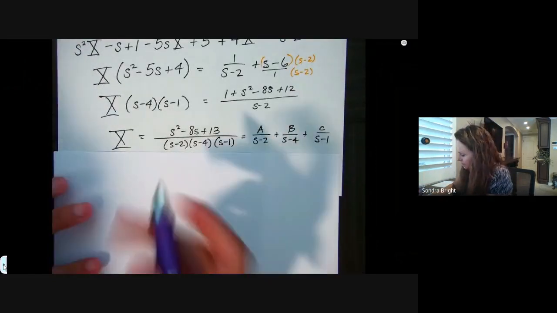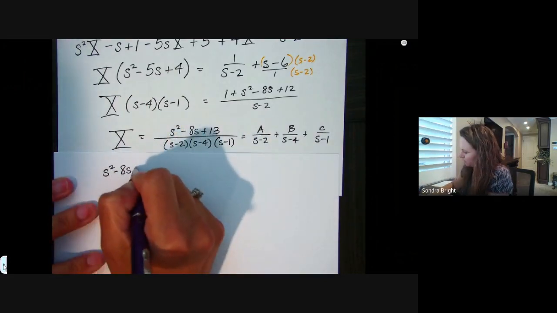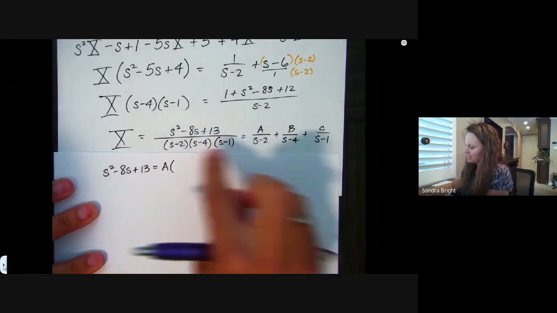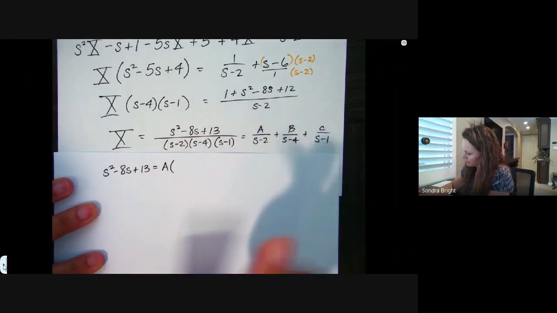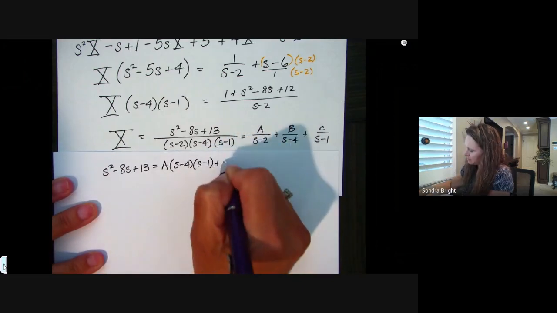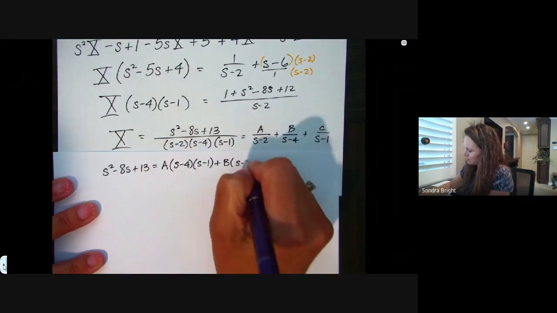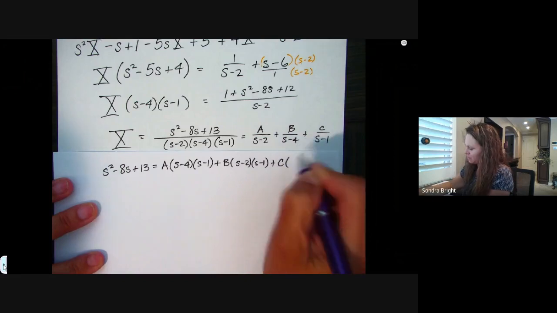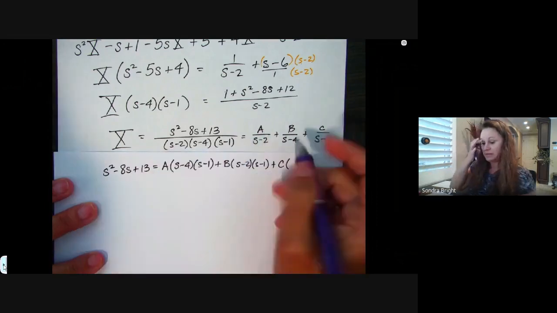that you've got S squared minus 8S plus 13 will equal A times, when you multiply both sides by S minus 2 and S minus 4 and S minus 1, on the A, the S minus 2 will cancel. So you'll have an S minus 4 and an S minus 1 left, plus B times, the S minus 4 will cancel on this one, so S minus 2 and S minus 1. And then C times, the S minus 1 will cancel with the C, but you'll still have an S minus 2 and an S minus 4.